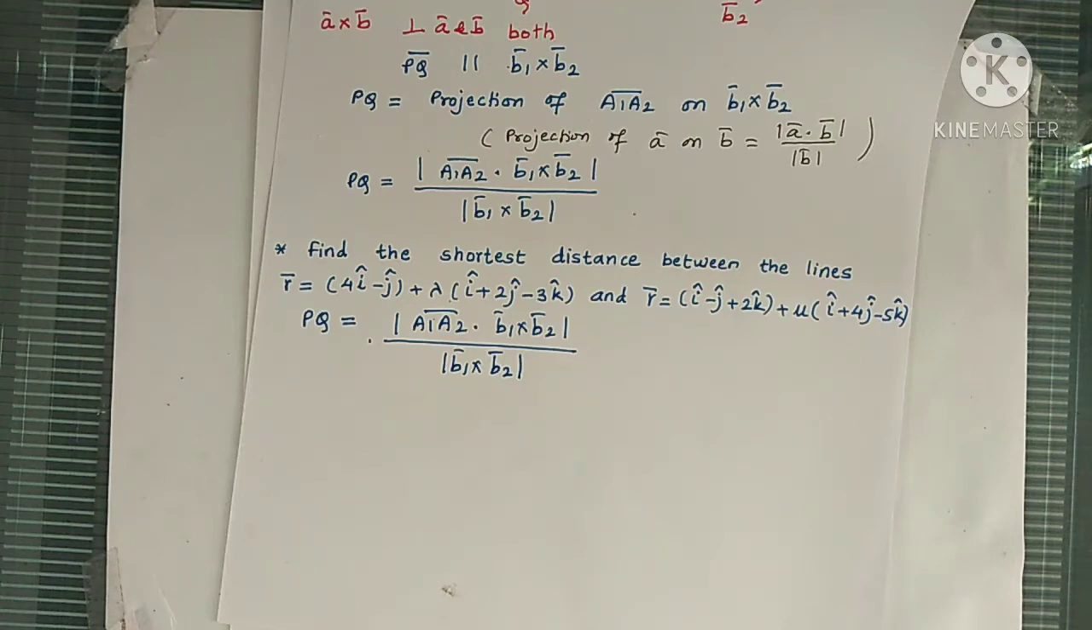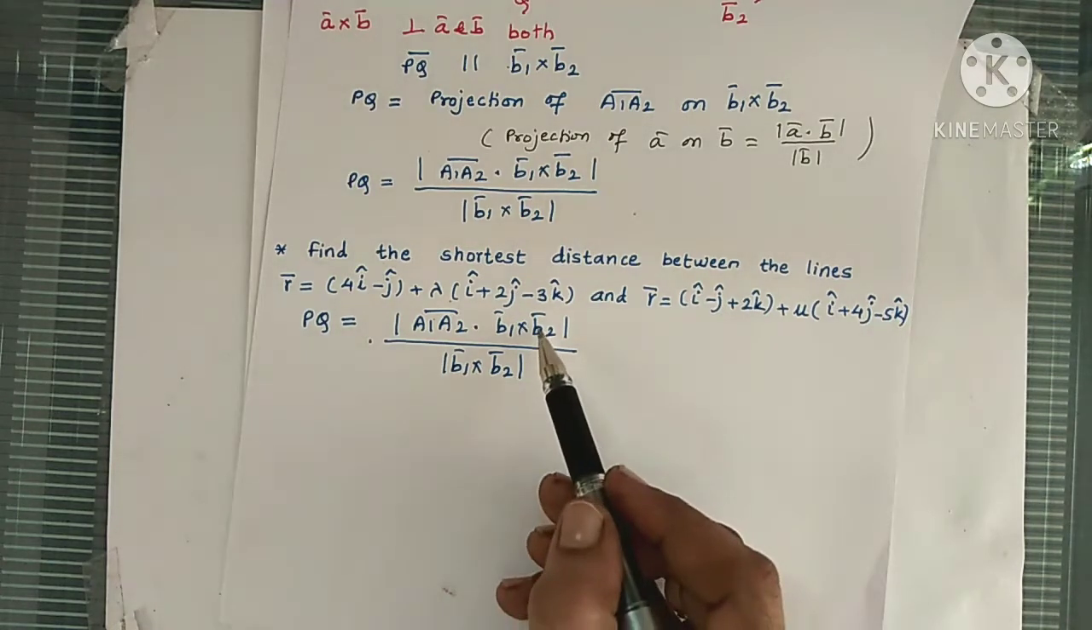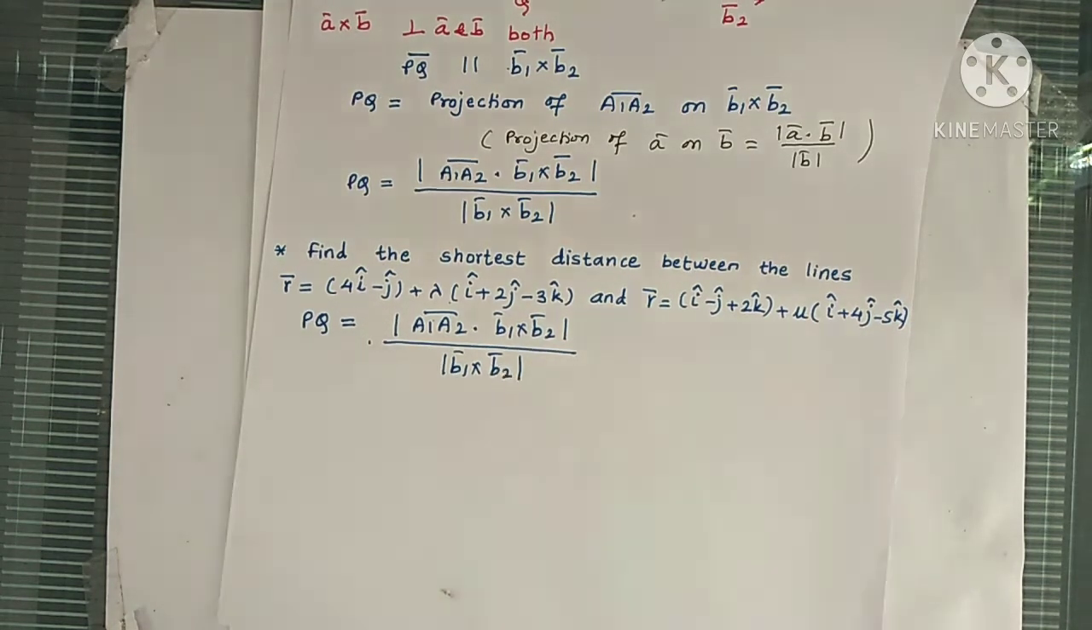Now first of all, let's consider the formula and let's write the points A1, A2 and the vectors B1 bar and B2 bar. So first step is we have to identify A1, A2, B1 bar and B2 bar. Second step is find the cross product B1 bar cross B2 bar, as we need B1 bar cross B2 bar in numerator as well as in denominator. So find B1 bar cross B2 bar, then find the dot product and substitute in the formula.